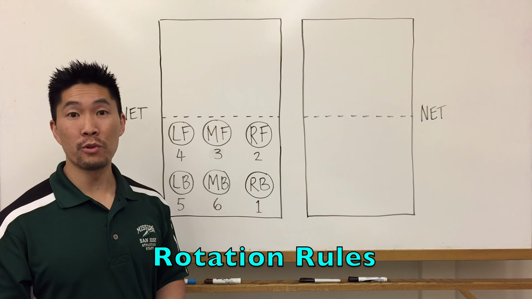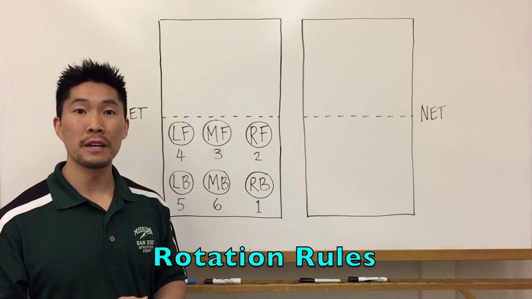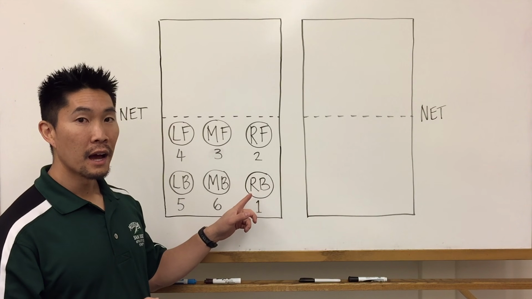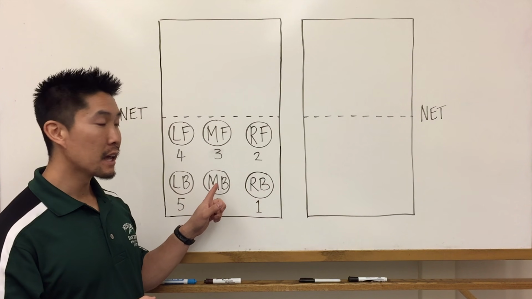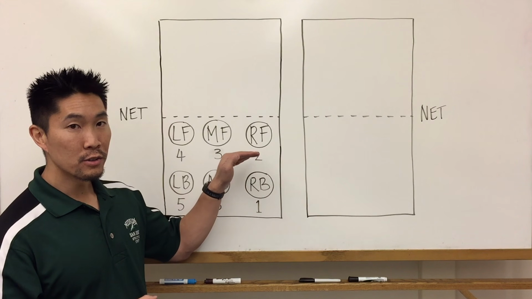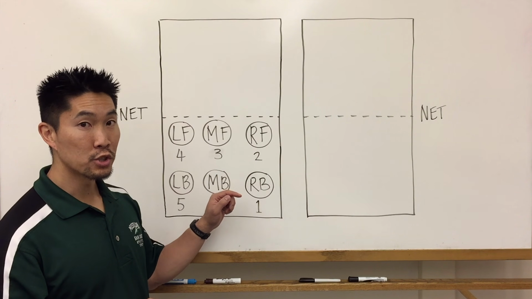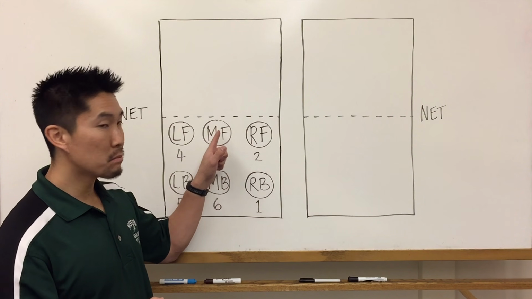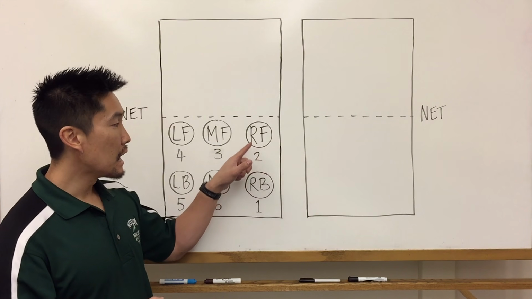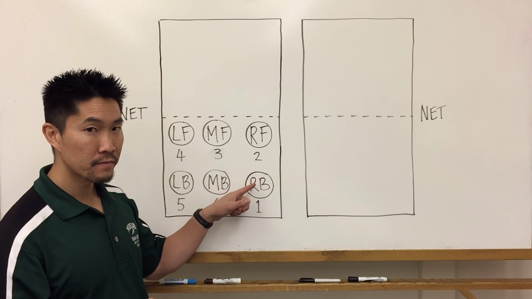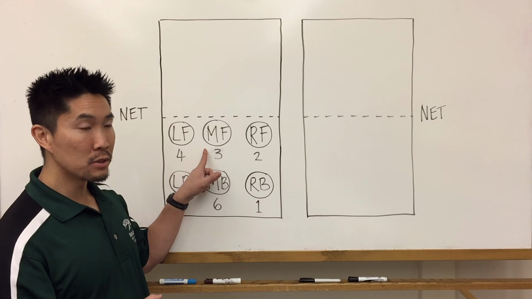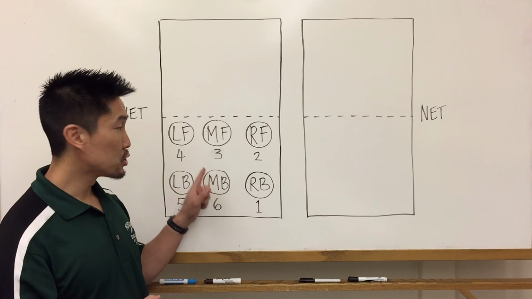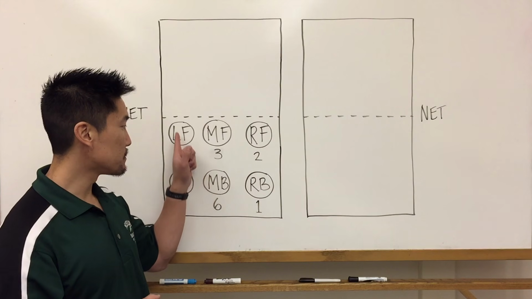The general principle for rotation rules is you are restricted by the players that are closest to you. For example, if I'm playing right back, I need to be in between middle back and the sideline and also behind right front. So I'm restricted by middle back and right front. For right front, I need to be in between middle front and the sideline and also in front of right back. For middle front, I need to be in between left front and right front and also in front of middle back. So I'm restricted by these three players.